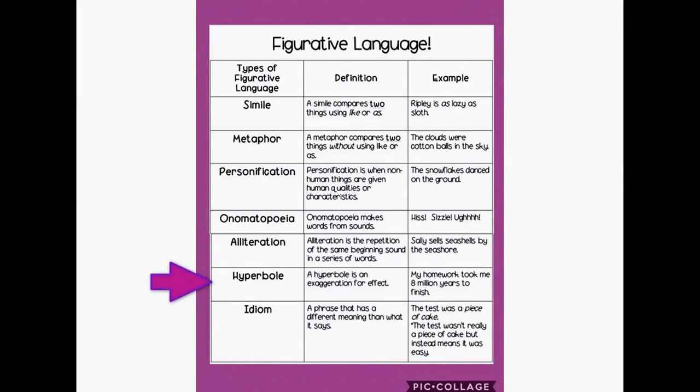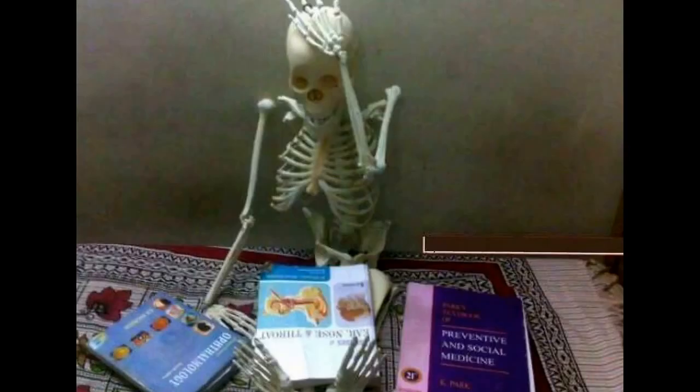The next type of figurative language is called a hyperbole. A hyperbole is when the author is exaggerating about something. They're going way over the top. And so this is kind of an easy one to identify because you know they really don't mean the exaggeration that they're using in the text. For example, this hyperbole states that my homework took 8 million years to finish. Well, we clearly know that your homework can't take 8 million years to finish, or else you'd look like this.